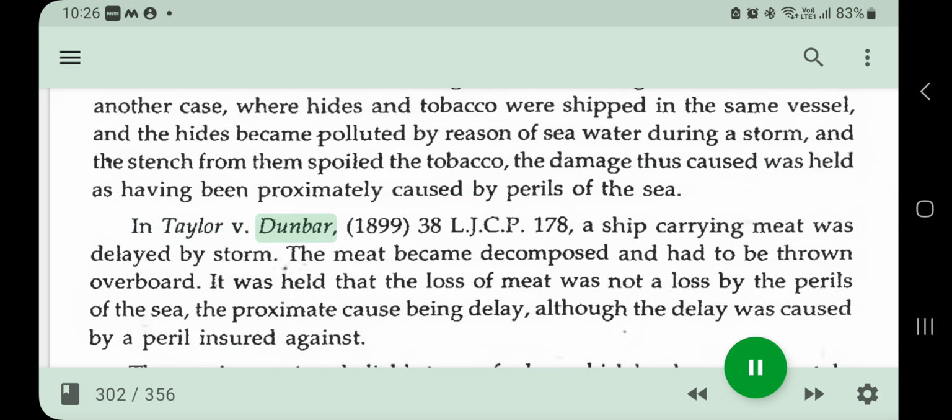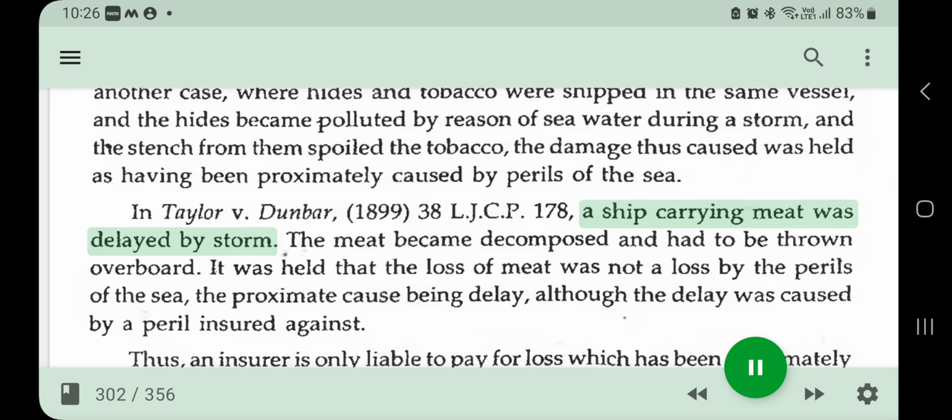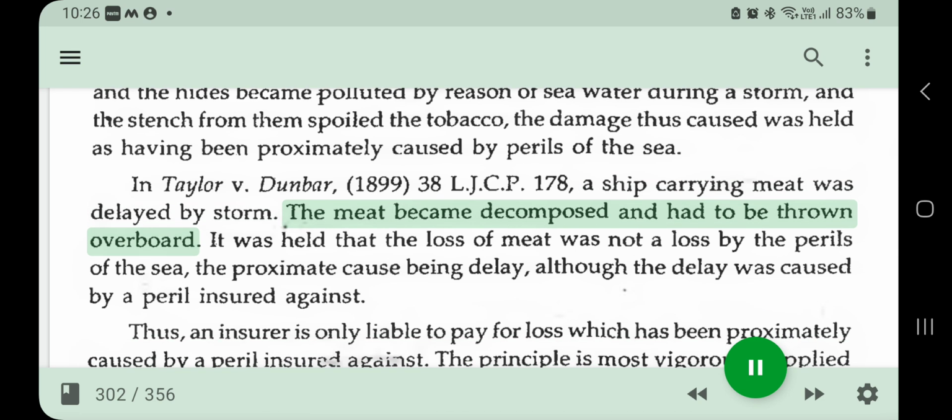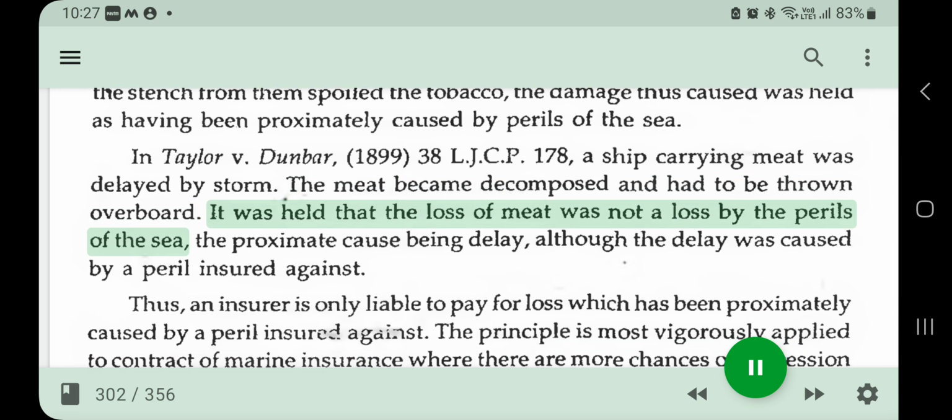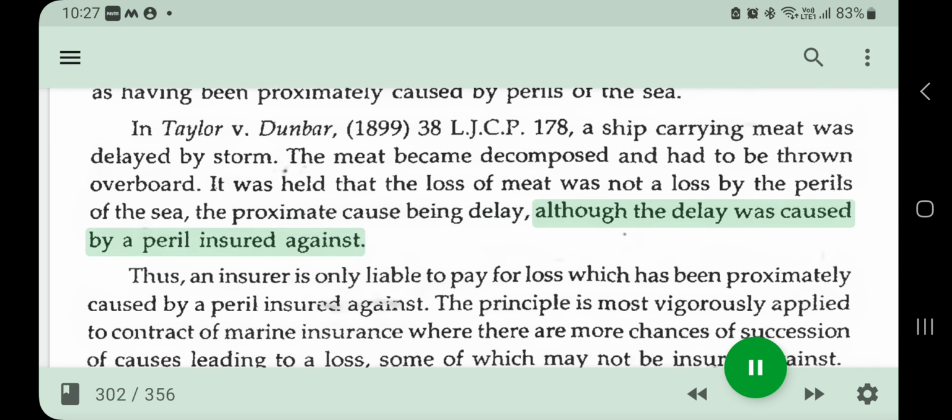In Taylor v. Dunbar, 1899-38 LJCP 178, a ship carrying meat was delayed by storm. The meat became decomposed and had to be thrown overboard. It was held that the loss of meat was not a loss by the perils of the sea, the proximate cause being delay, although the delay was caused by a peril insured against.